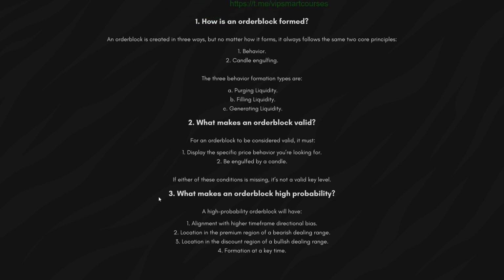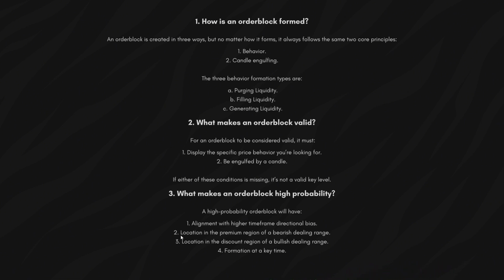Now let's move on to the third question, which is what makes an order block high probability? Now, a high probability order block will have the following qualities or characteristics. First of all, alignment with the higher time frame directional bias, meaning it must be formed in the direction of the higher time frame directional bias.